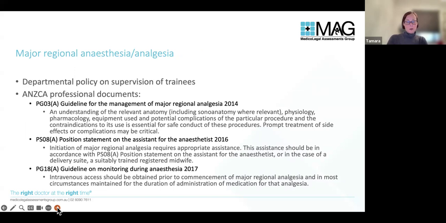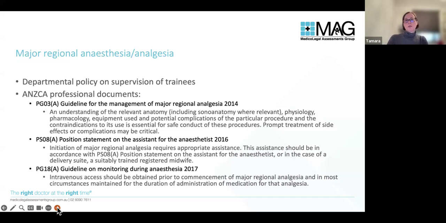You need to know what they are, what you would do about them, or what help you would get to deal with them. And you need to make preparation for that. That hasn't occurred. There's a position statement, again, a position statement on the assistant for the anaesthetist.